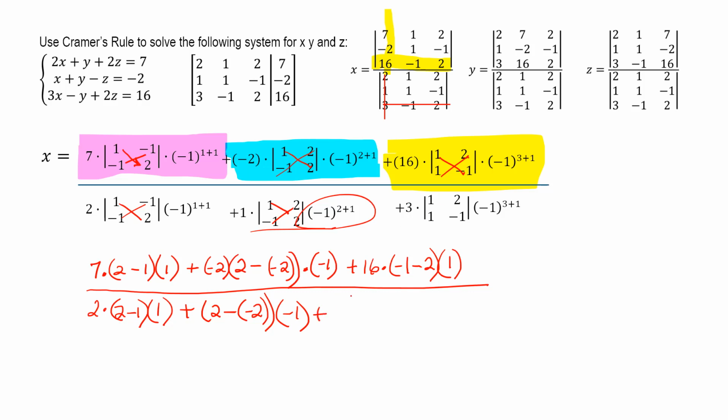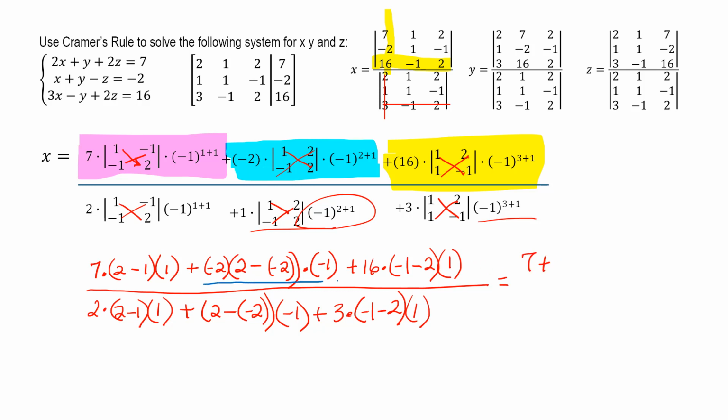Last of all, I've got 3 times 1 times -1, which is -1, minus 1 times 2, which is 2. And I'm multiplying that by -1 to the 4th, which is just 1. So on top, I've got 7 times 2 minus 1 times 1, which is just 7.